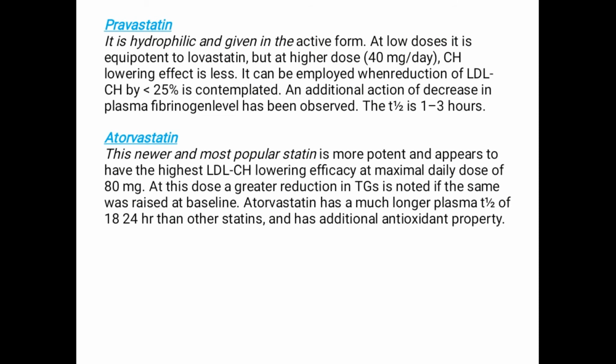But atorvastatin and rosuvastatin are more useful. This newer and most popular statin is more potent and appears to have the highest LDL cholesterol lowering efficacy at a maximal daily dose of 80 mg. At this dose, a greater reduction in triglycerides is noted if they were raised at baseline. Atorvastatin has a much longer half-life of 18 to 24 hours than other statins and has an additional antioxidant property, and therefore atorvastatin is widely used nowadays.